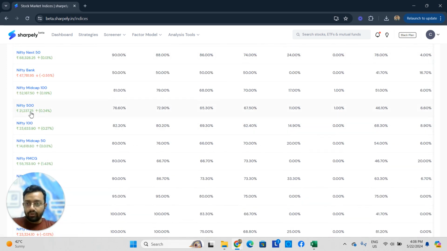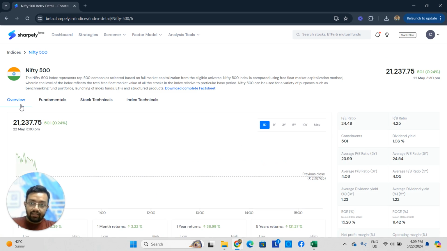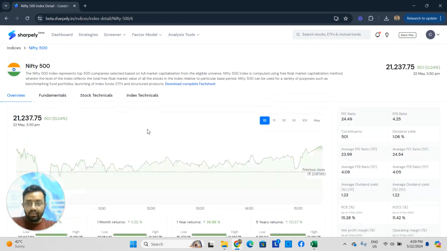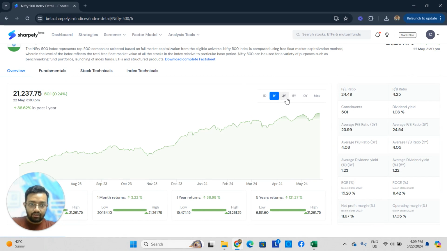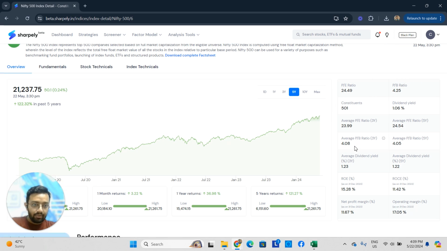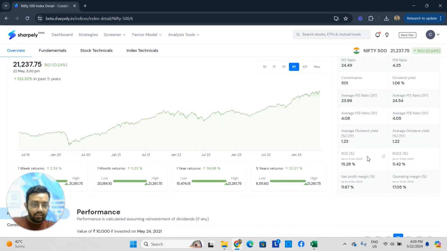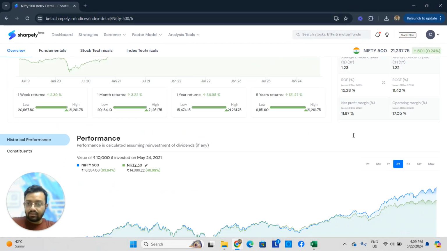But now let's say I want to dig deep into Nifty 500 index. Then I'll simply click on it. And just like in stocks, we have detailed index sections available on Sharply. So here in the overview section, you can see the performance, 1 year, 3 year, 5 year, index performance, as well as a very important ratio. So how many constituents are there? What is the PE ratio, PB ratio, then average dividend yield, ROE, ROCE. So these are the important metrics available here.